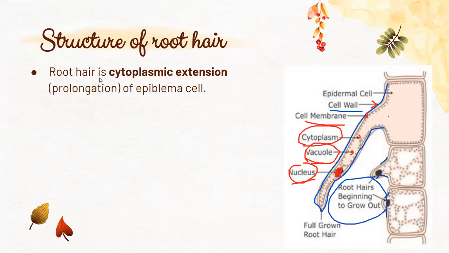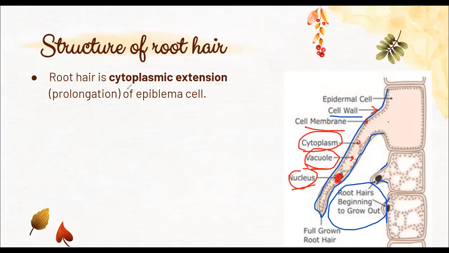So basically, what is a root hair? It's nothing but an extension, or prolongation, or protrusion. A cytoplasmic extension, as you can see, along with the cytoplasm, this whole thing is coming out. So it's just a cytoplasmic extension of the epiblemma cells. Epiblemma cells are nothing but these epidermal cells. So from these cells, the root hairs will come out.